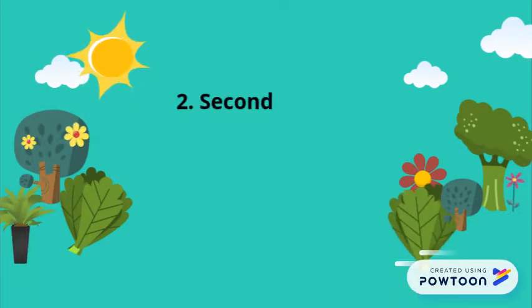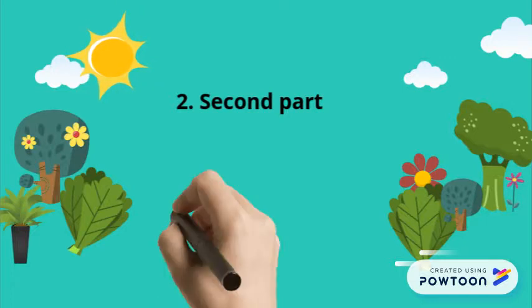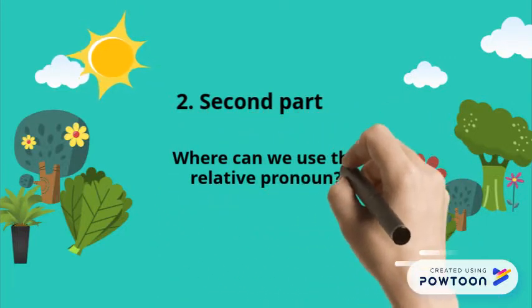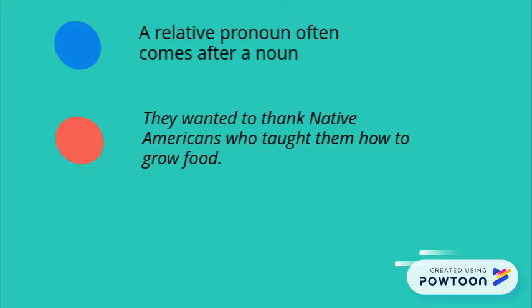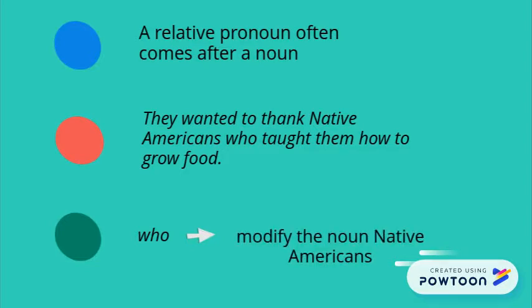Now let's move on to the next part. Where can we use the relative pronoun? A relative pronoun often comes after a noun. For example, they wanted to thank Native Americans who taught them how to grow food. In this sentence, who is a relative pronoun to modify the noun Native Americans.